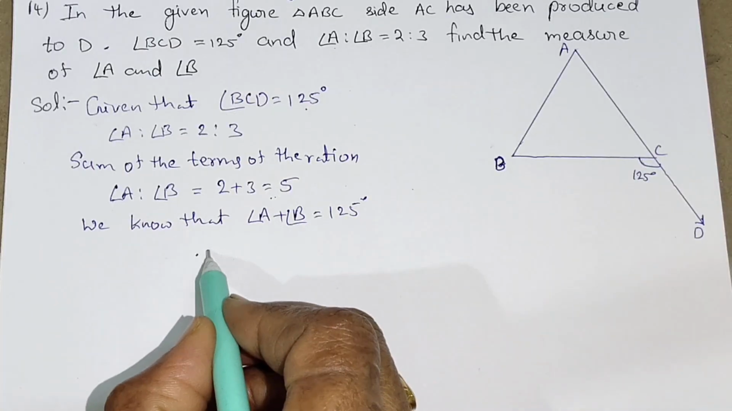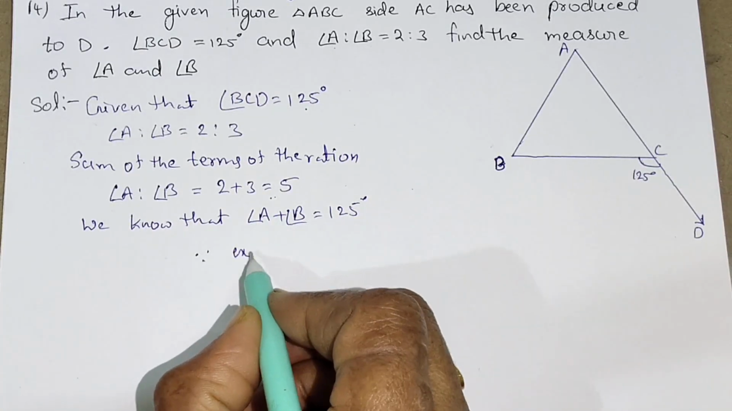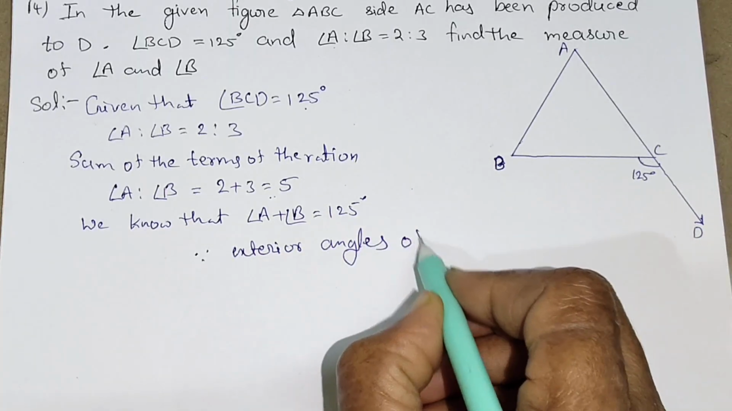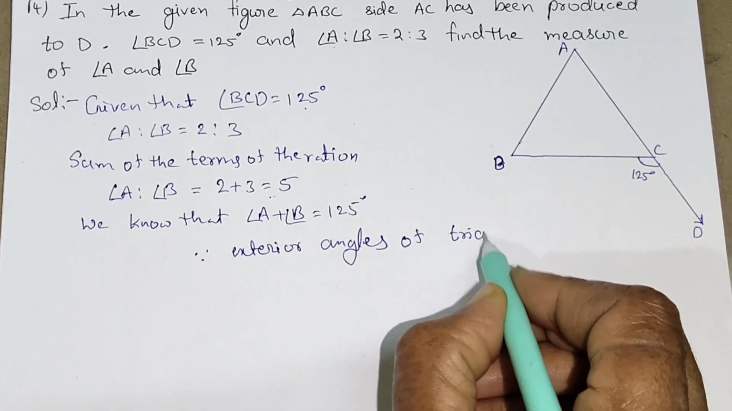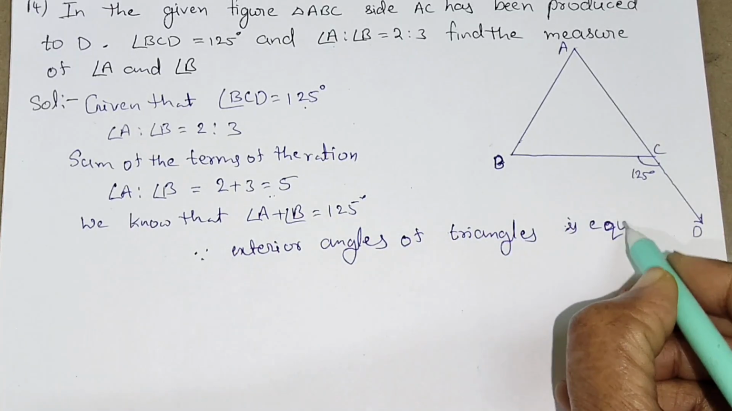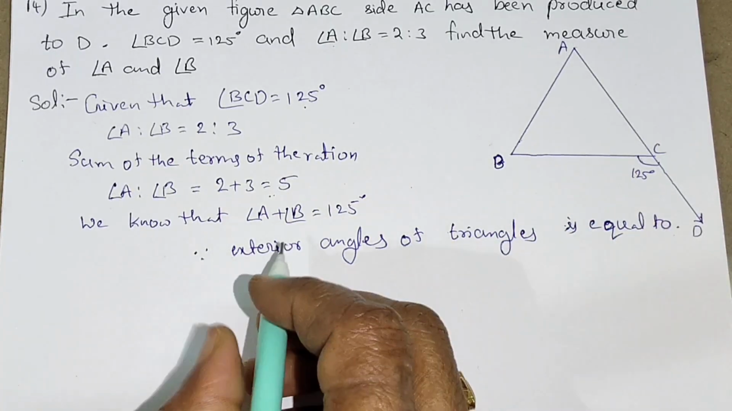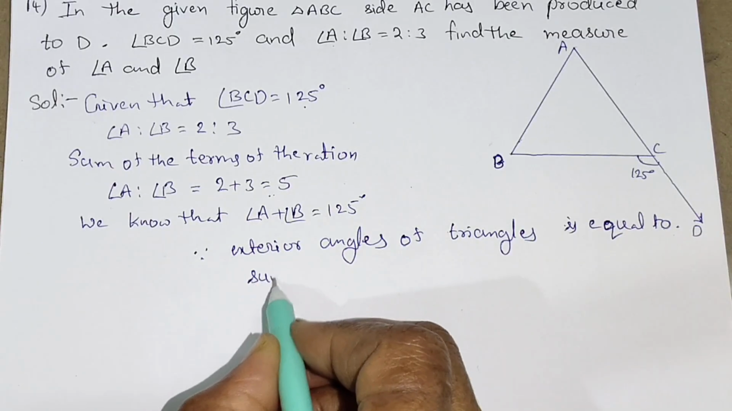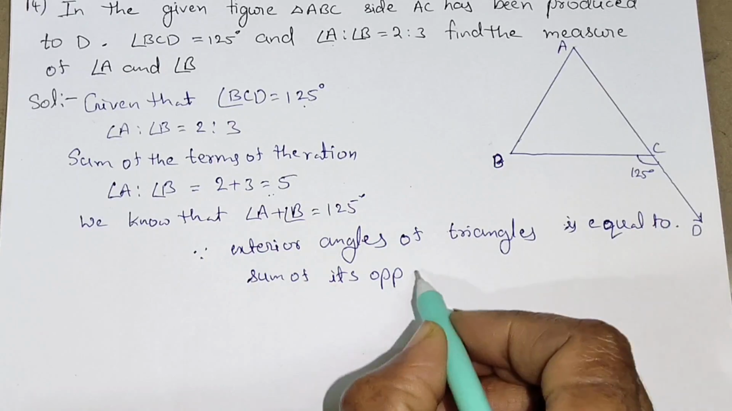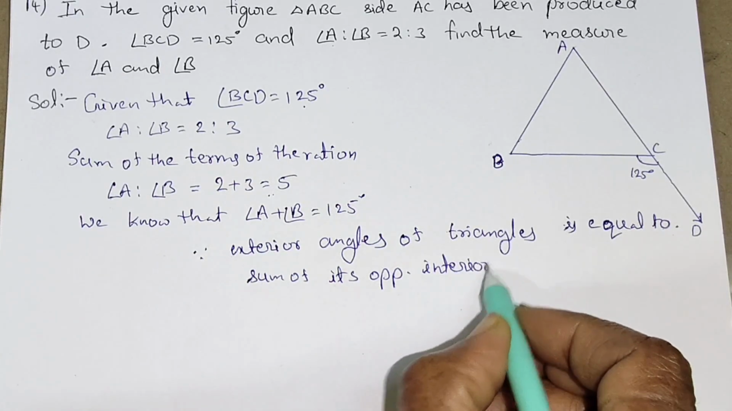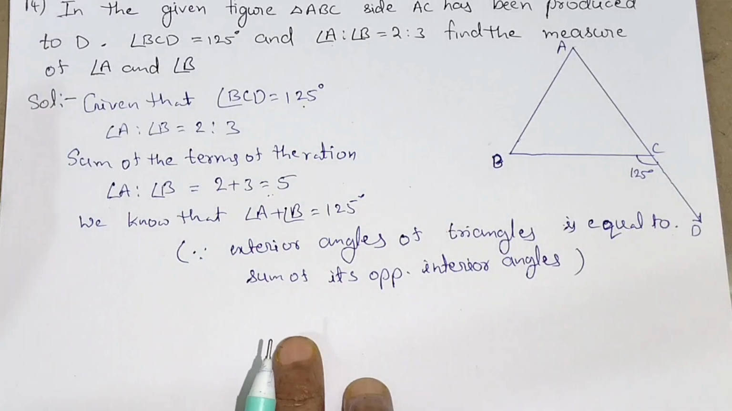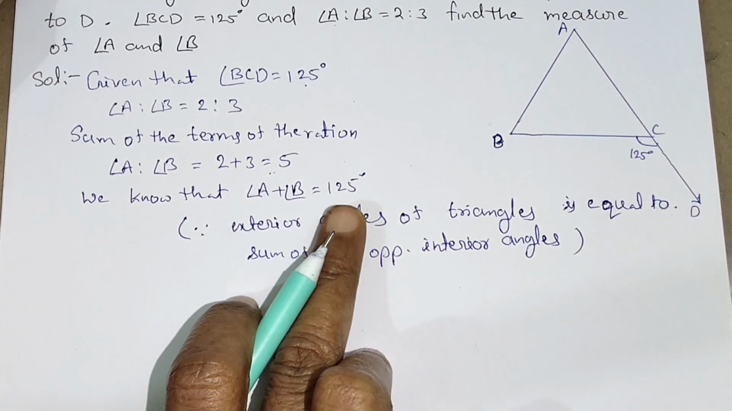We write the reason: an exterior angle of a triangle is equal to the sum of its opposite interior angles. So angle A plus angle B equals 125.